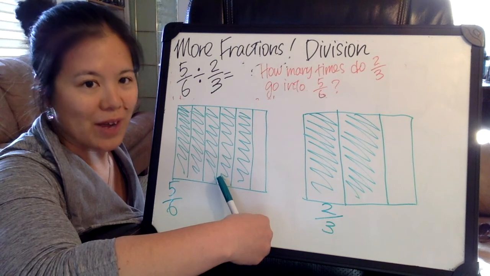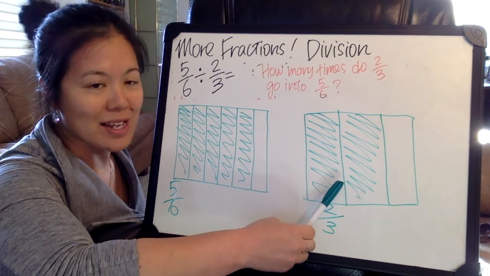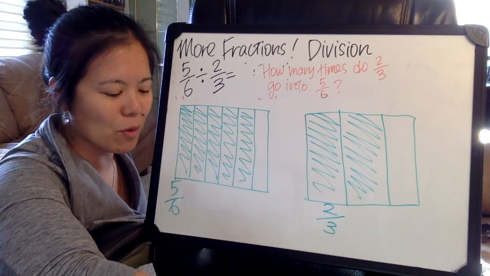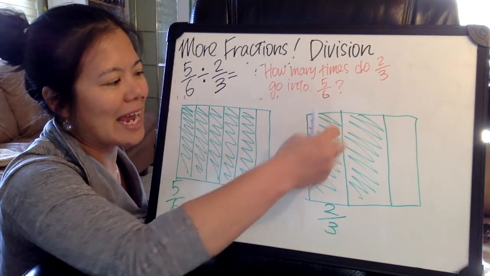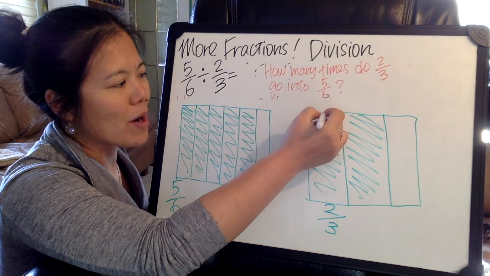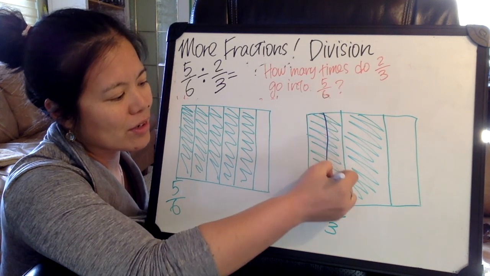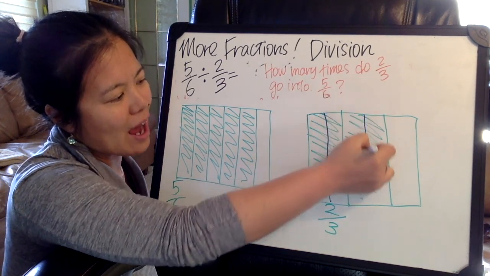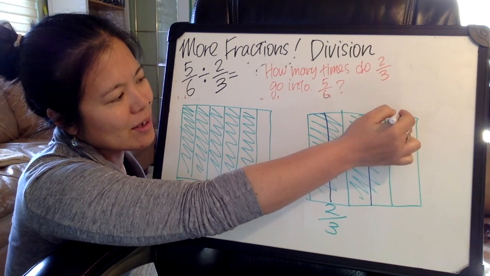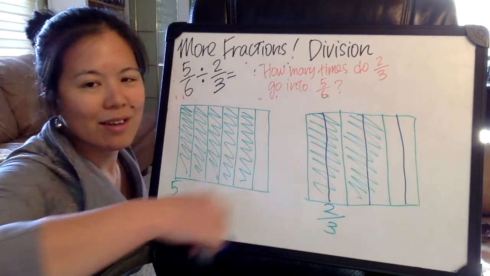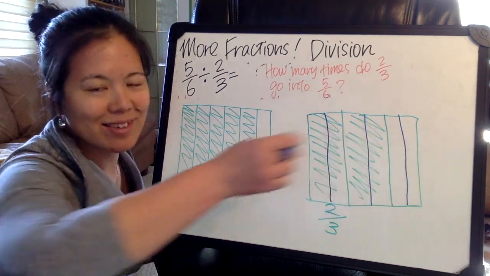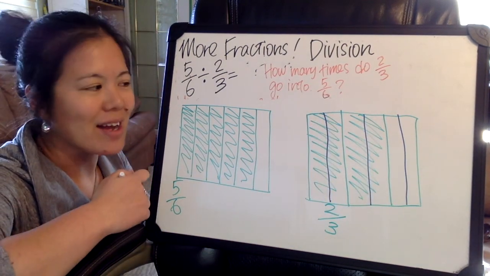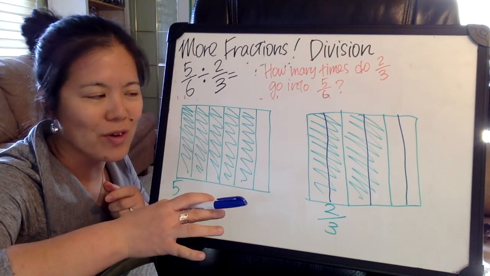Okay, so these are divided into 6 equal parts. These are divided into 3 equal parts. What happens if I divide each of my 1/3 and then I cut it into half? Now I have 1, 2, 3, 4, 5, and 6. Now I divided my second fraction into 6 equal parts.